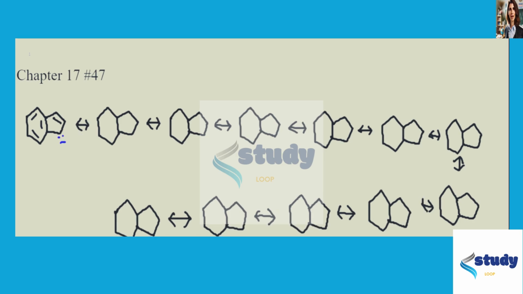This is the answer to Chapter 17, problem number 47 from the Smith Organic Chemistry textbook. This problem talks about indene. We're told treatment of indene with sodium amide forms its conjugate base. We're asked to draw all reasonable resonance structures for the conjugate base and explain why the pKa of indene is lower than the pKa of most hydrocarbons.